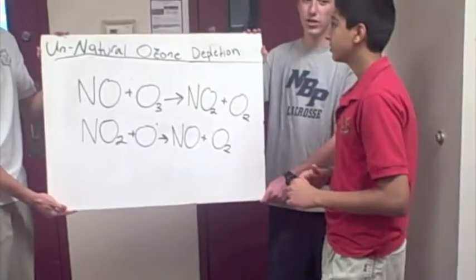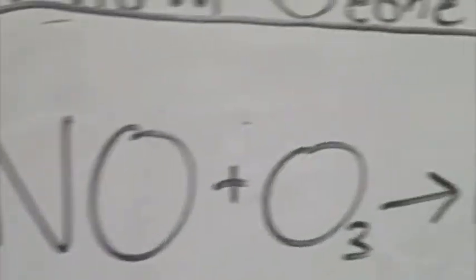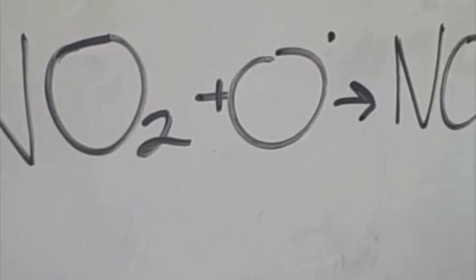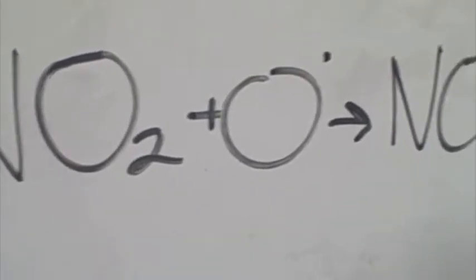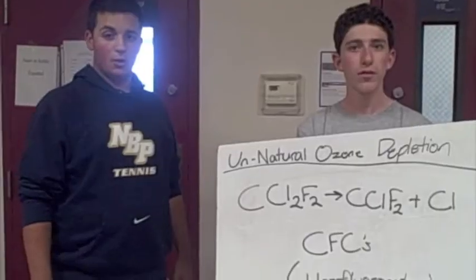One method of unnatural ozone depletion is from nitrous oxide. Nitrogen monoxide binds with ozone to form nitrogen dioxide and oxygen. The nitrogen dioxide and then delocalized oxygen form nitrogen monoxide and oxygen. Most of this is caused by the waste from jet aircraft. And this, as you can see, is taking away from the ozone and making it oxygen and nitrous oxide.